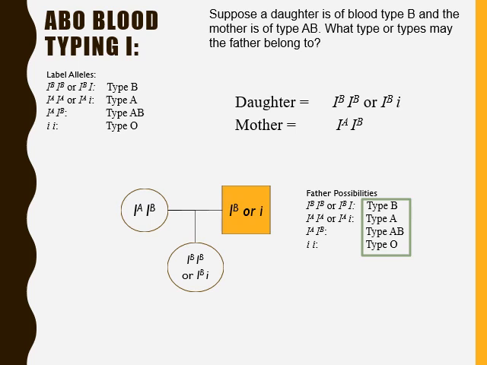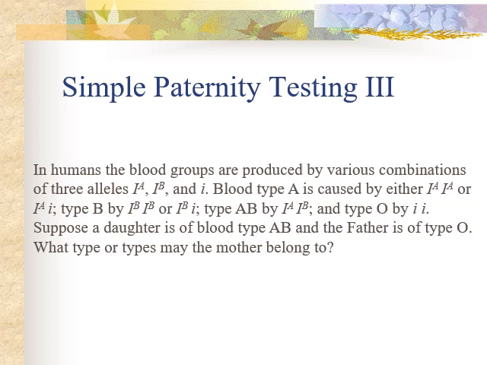Yeah, and this is exactly why they don't use ABO blood typing to determine paternity anymore. They use genetic fingerprinting, which is like 99.8% effective. Last paternity test, real story. We have a daughter of blood type AB and the father is type O. What type or types may the mother belong to?